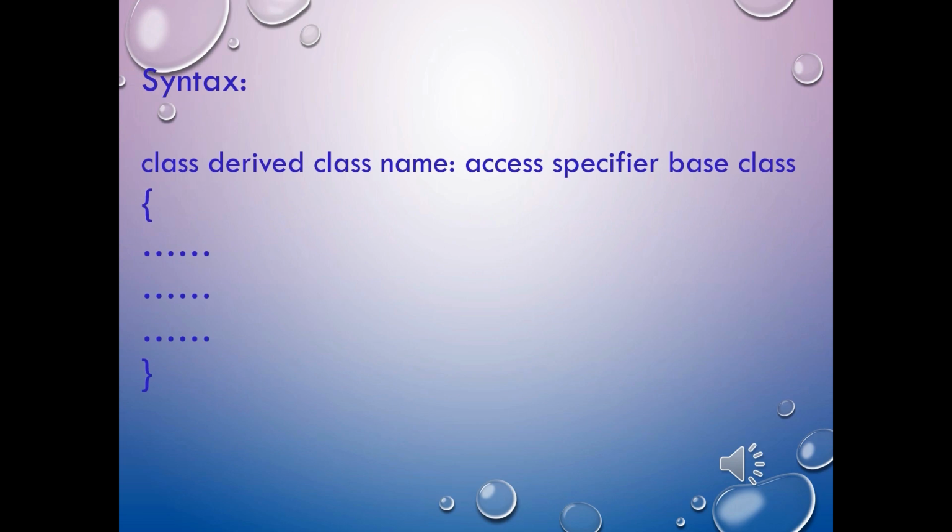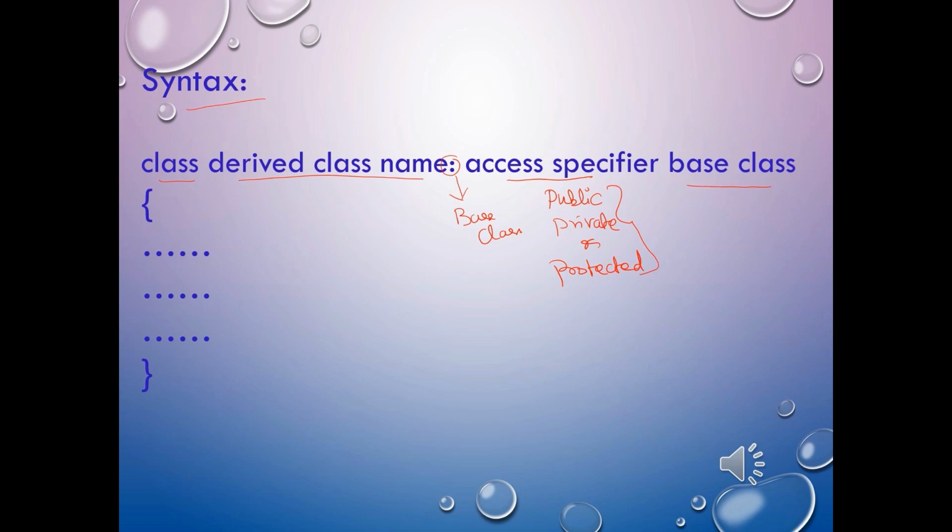Here, to define a derived class, we have the syntax: class, derived class name, colon. This colon is used to derive the base class. And there are three access specifiers in here: public, private and protected. We will learn about these access specifiers later in another video.